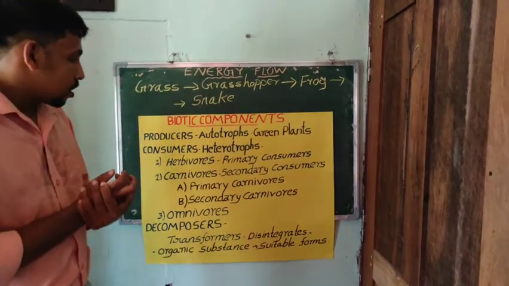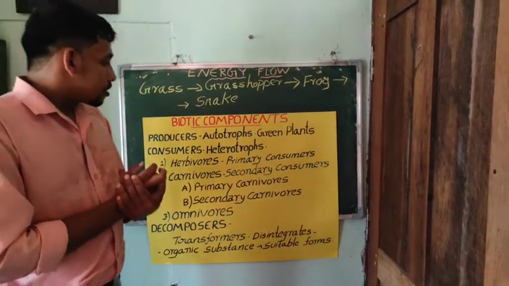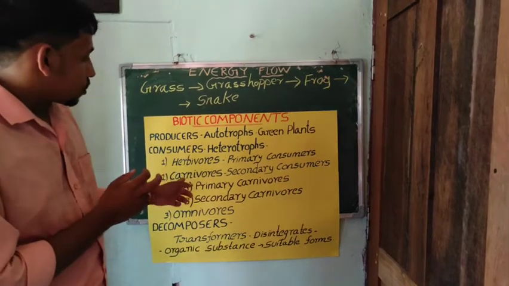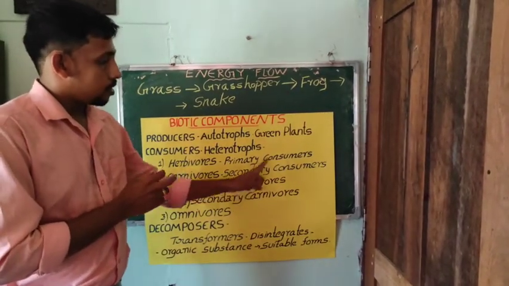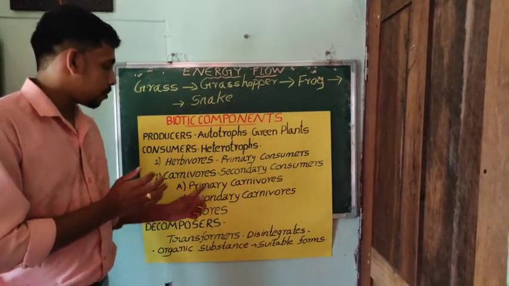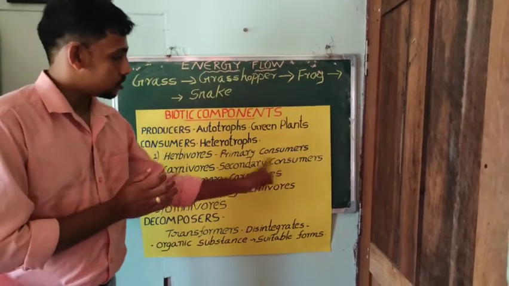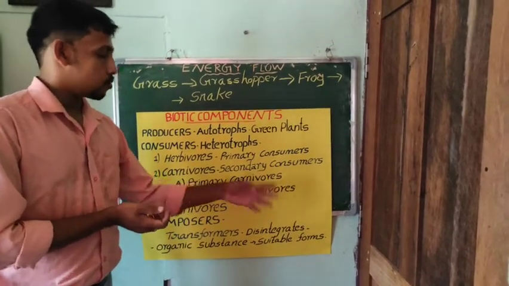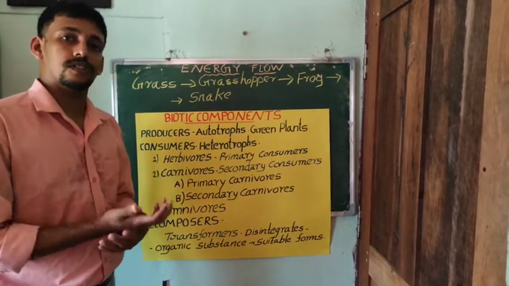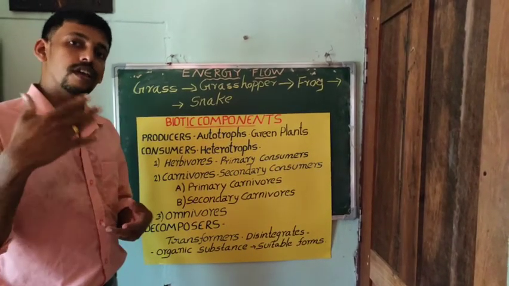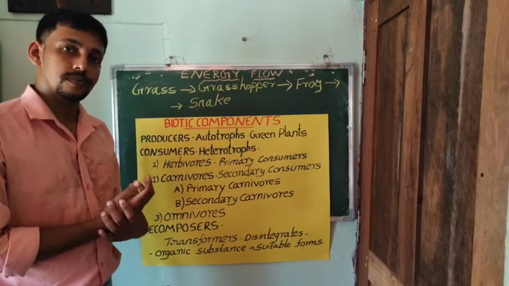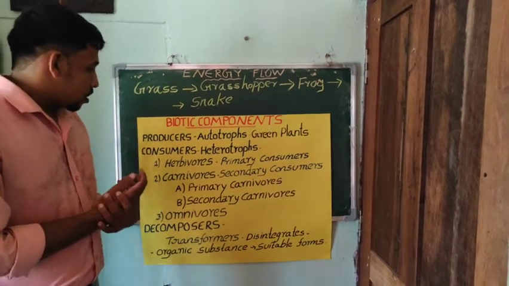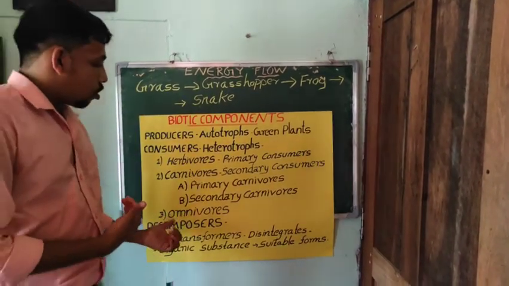And here these carnivores are otherwise known as secondary consumers. The primary carnivores are otherwise known as secondary consumers. And here the secondary carnivores can be called tertiary consumers. For example, tiger is a tertiary consumer. The next category is the omnivores.